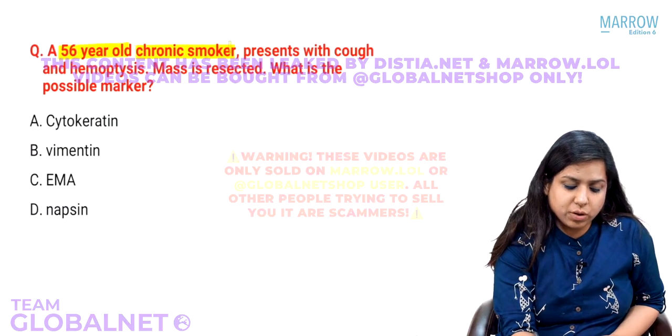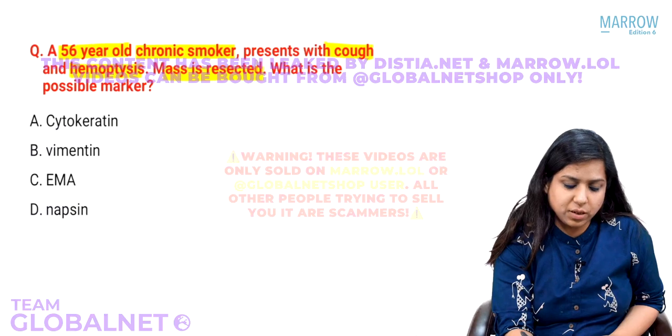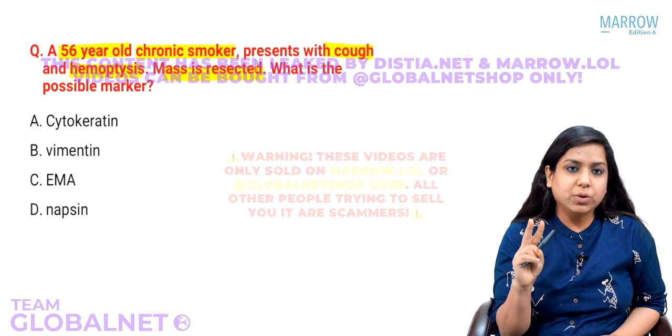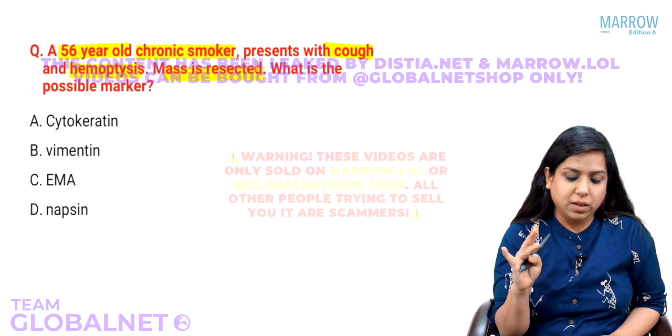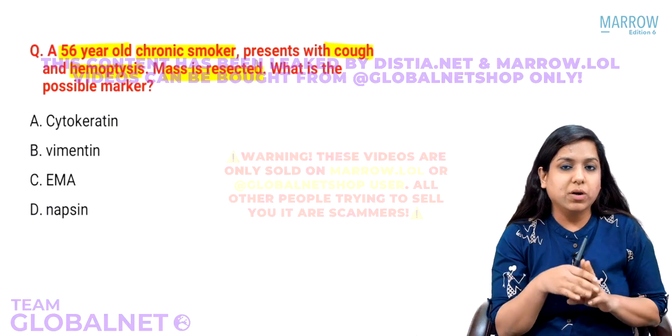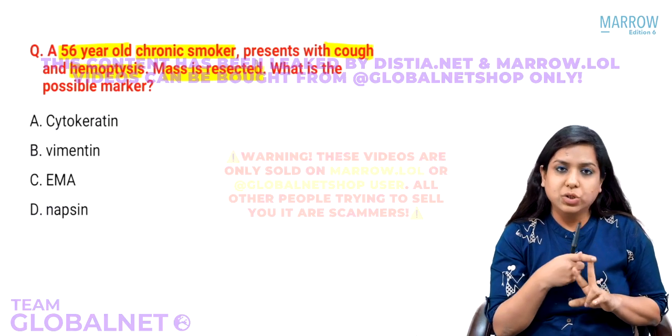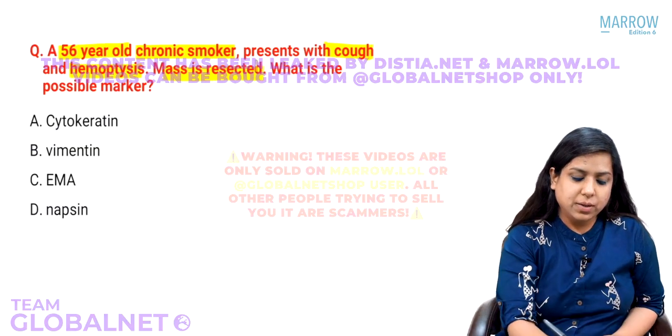A 56-year-old chronic smoker presents with cough and hemoptysis. The mass is resected. What is the possible marker, right? Now, a smoker with cough and hemoptysis and a male, you have resected the mass. What is the possible marker? What are the possibilities? A patient can have either squamous cell cancer or small cell lung cancer, right?